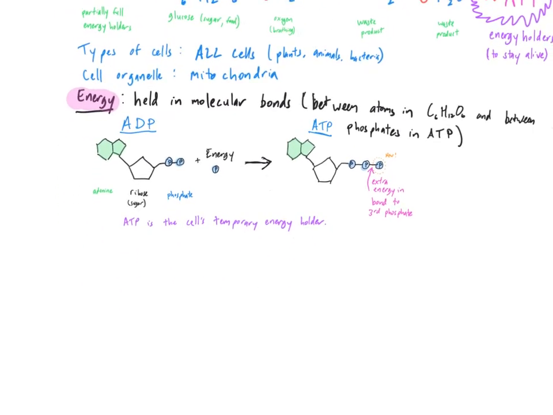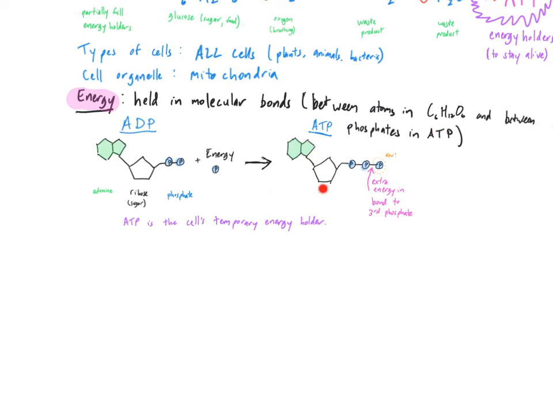ATP is a type of energy holder, and the energy is held in molecular bonds. So with all chemical formulas, energy is held in the bonds between atoms. So like between C6H12O6, that's a lot of atoms, and they all bond together, and each of those bonds holds some energy. And another place where it's held is between the phosphate groups in ATP. So adenosine triphosphate, those 3 phosphates are held together by bonds, and that holds energy.